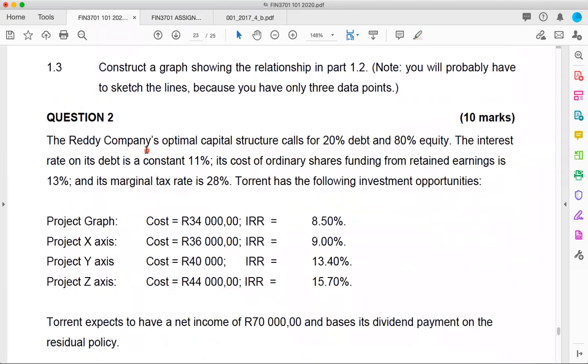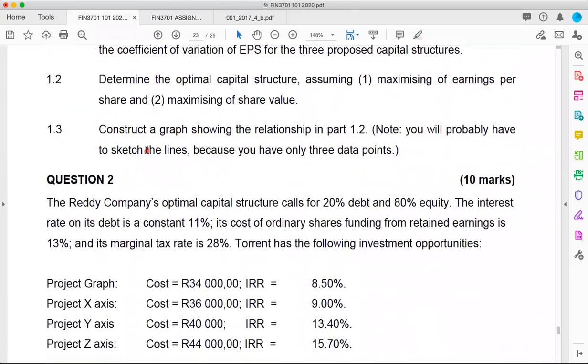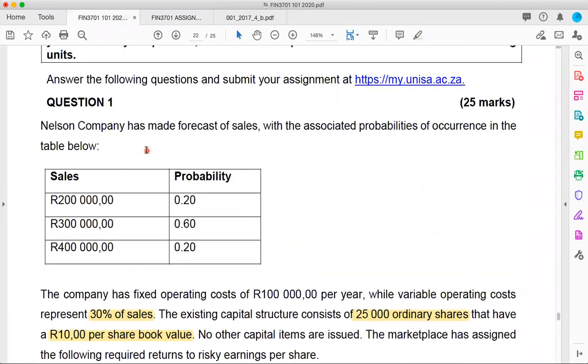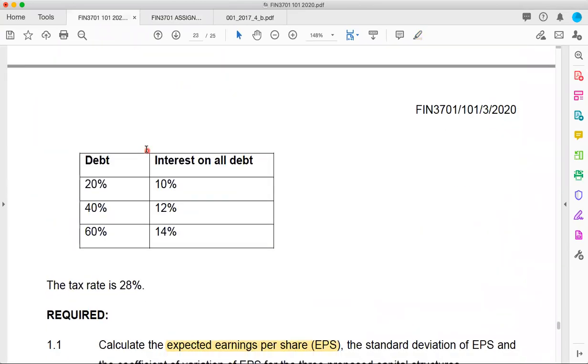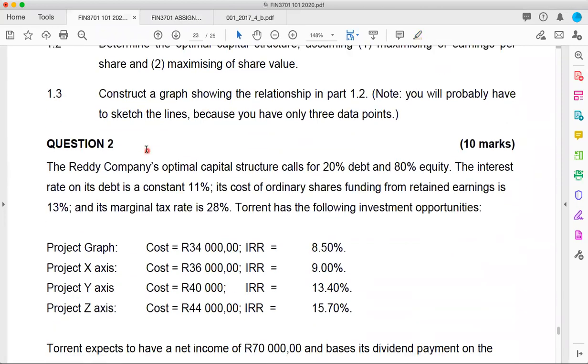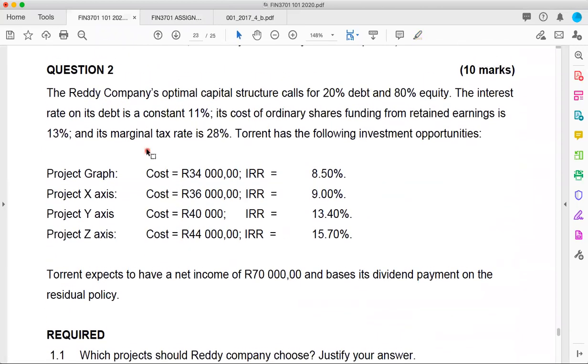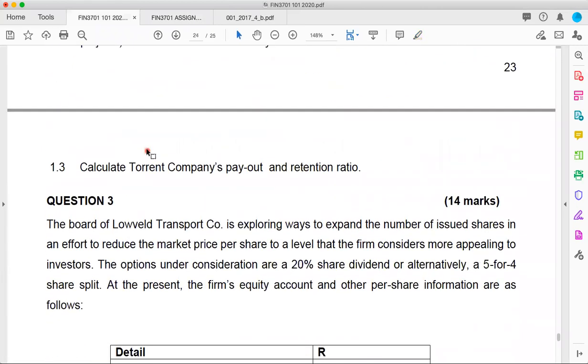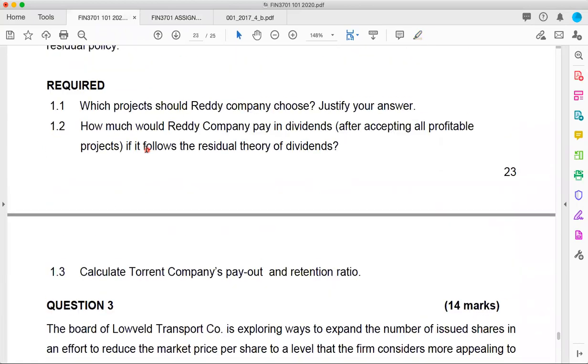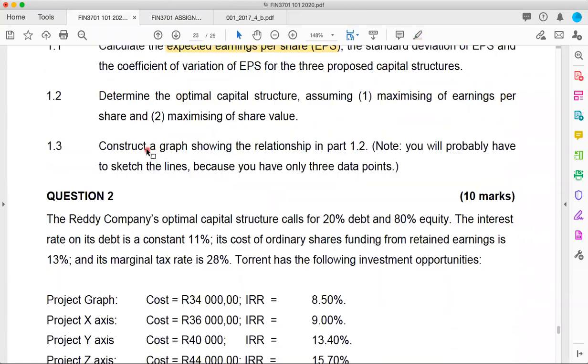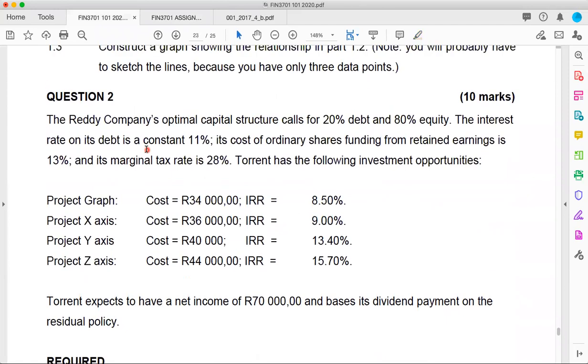Okay, so that was question 1. It's a bit of a long question. As you can see, it has 25 marks, so I hope you could follow that. Next, we can look at question 2. Question 2 is a bit easier. I'm sure I won't spend too much time here, and I touch a lot of this in the online classroom.